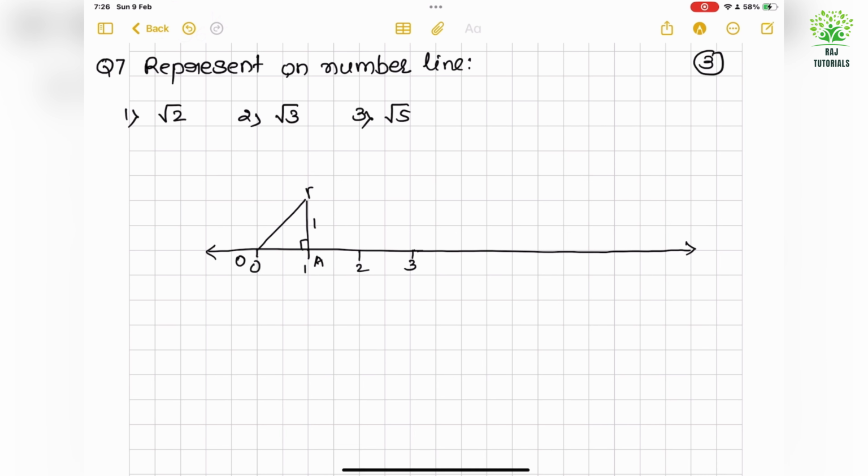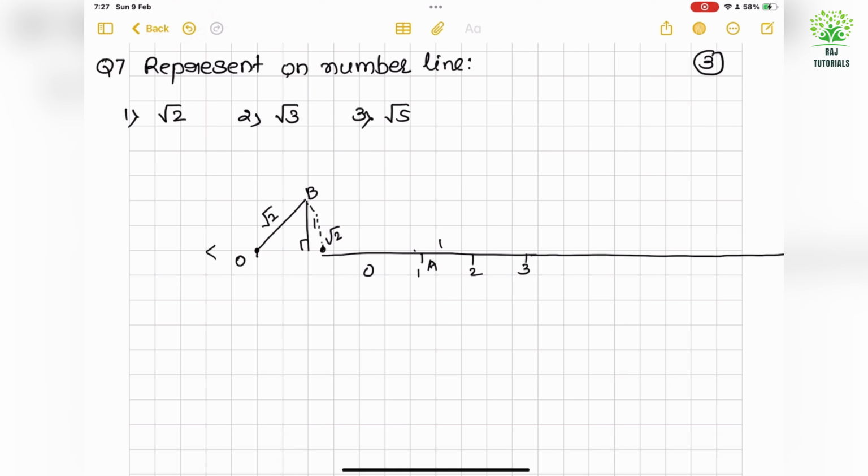Now I will join these 2 points. Let me say this is O, this is A, and this is B. So OB is root 2. Now to represent that, with the compass at O, I will keep the compass tip at O and the arc radius should be OB, and I will draw it till it reaches the number line.